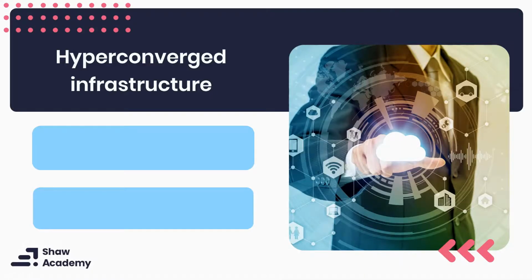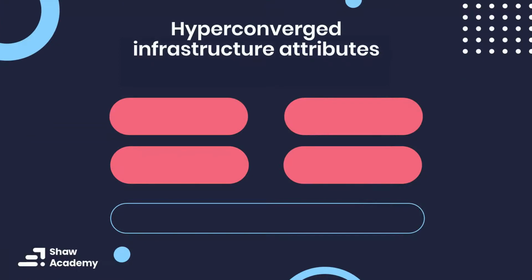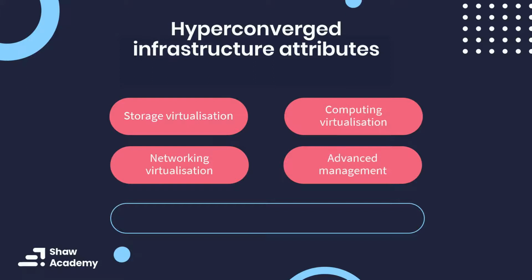Clearly, a hyper-converged infrastructure using virtualization is a real win. Companies could really gain by making use of this type of infrastructure. Basically, it simplifies management, consolidates resources, and reduces costs by combining computing, storage, and networking into a single system. The four major attributes of the hyper-converged infrastructure are storage virtualization, computing virtualization, networking virtualization, and advanced management, which includes automation and deployment.